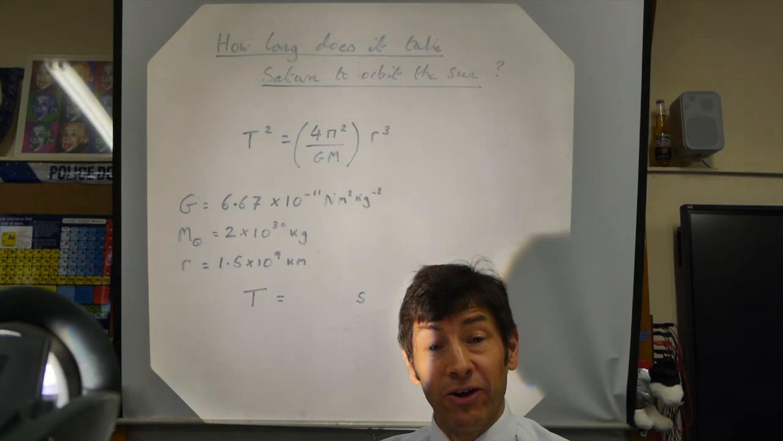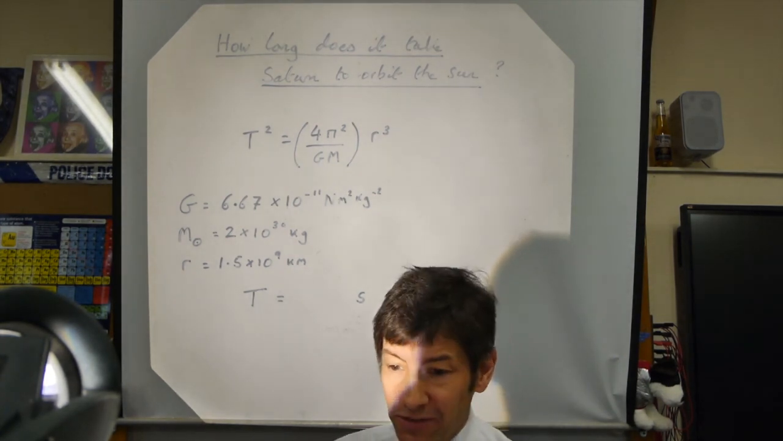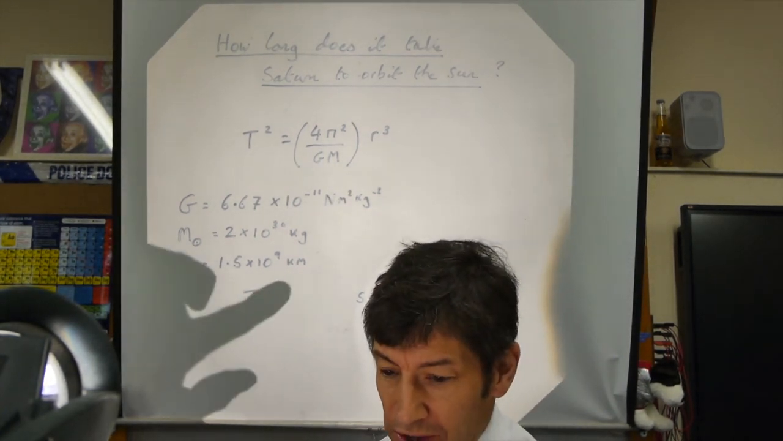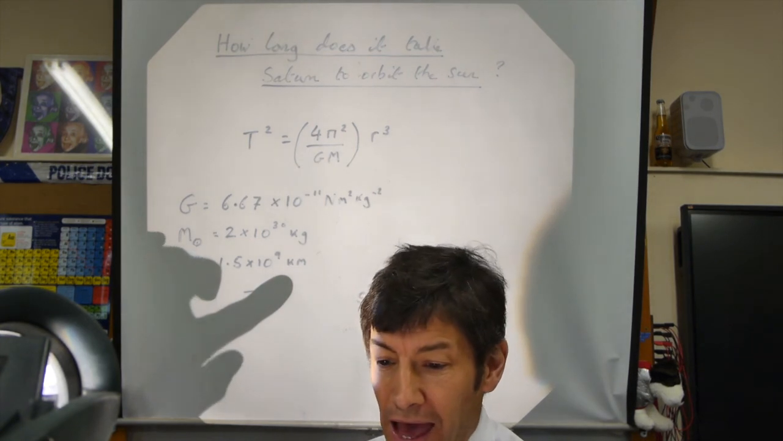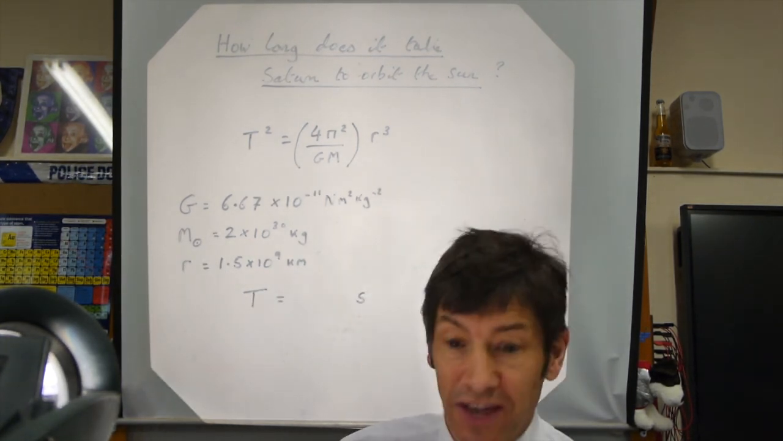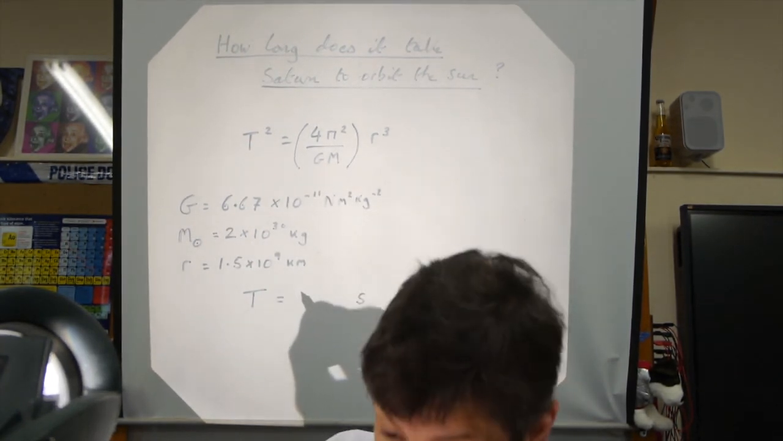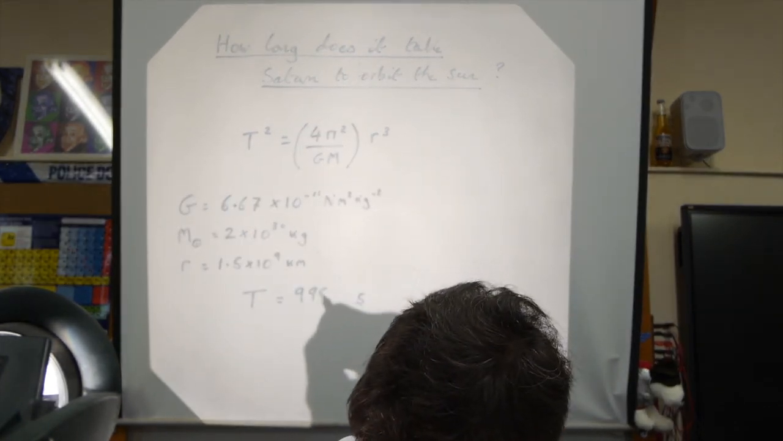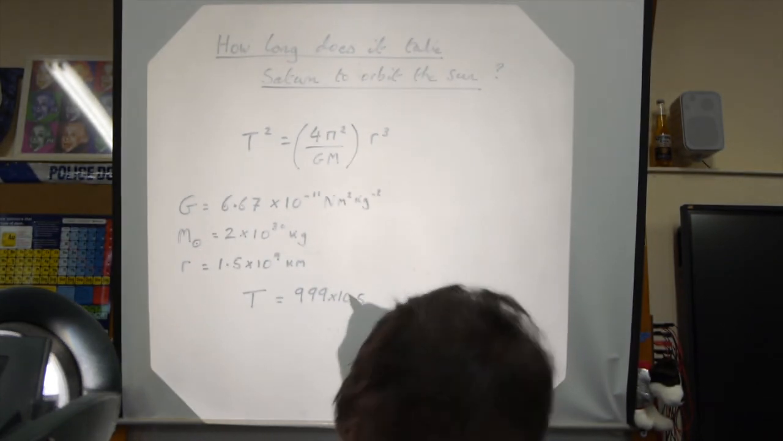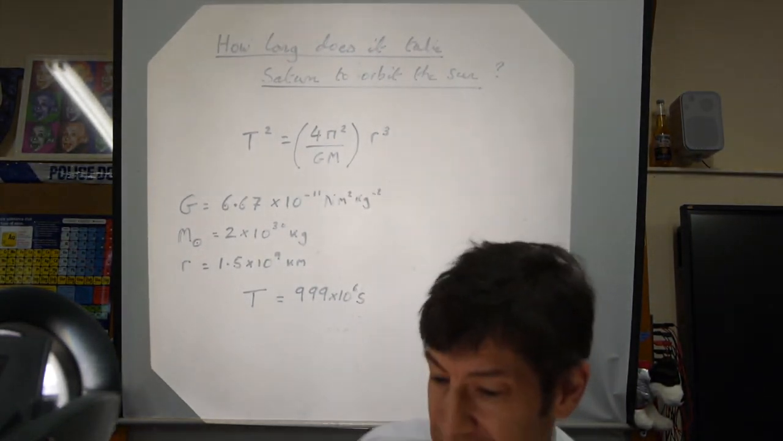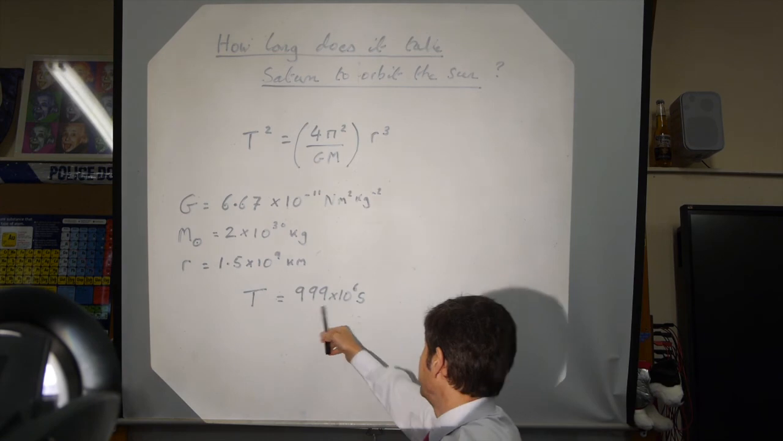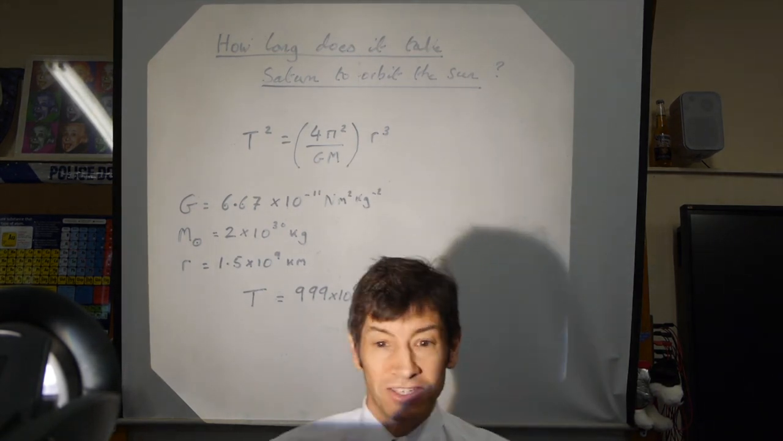So, how did you get on? I hope you didn't fall into the trap of kilometres here. It should have all come out nicely in seconds, and it's kind of a weird number, or nice number if you can say such a thing, 999 times 10 to the 6 seconds, so 999 megaseconds.